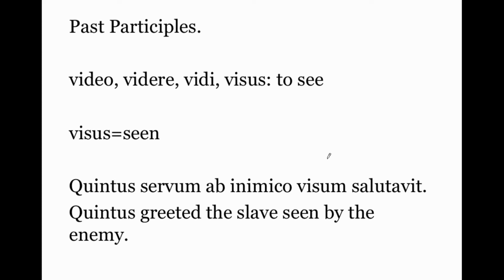Now, we've also studied past participles which are accusative because they are describing an accusative object. Okay, so here's an example. Quintus servum ab inimico visum salutavit. Quintus greeted the slave. Now the slave is further described as seen by the enemy. Remember that you could also render this as the slave who was seen by the enemy.